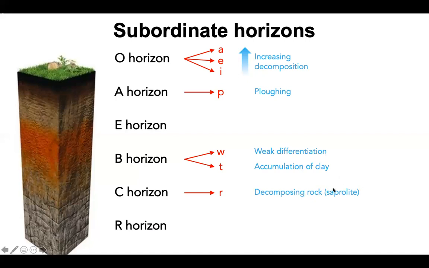So saprolite is a really interesting thing. When you find it, it looks like a rock, but then when you pick it up and squeeze it, it just crumbles in your hand like it's soil. So that's how you know that you've found saprolite. And we designate it by little r because it's basically bedrock that's starting to decompose, which is what we call our parent material. R horizons don't have any subordinate designations, because R horizons aren't particularly common. And also, almost by definition, there is no real pedogenesis happening there.